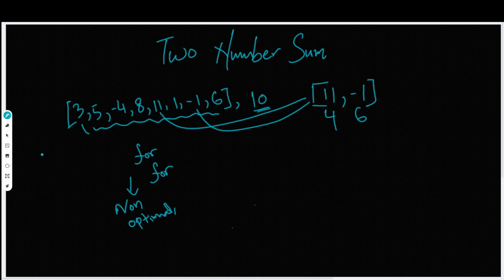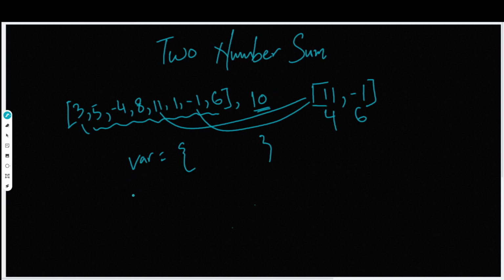Let me just clear this space, and we are going to use a hash map. In JavaScript, the hash map could be defined like this in a variable. It's basically just an object, and we can use this object to keep track of the numbers that can add up to the target sum that we have here.